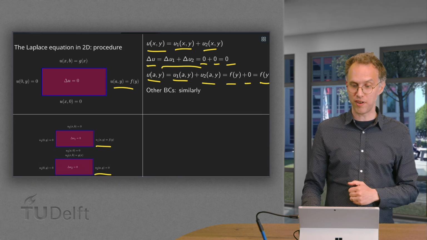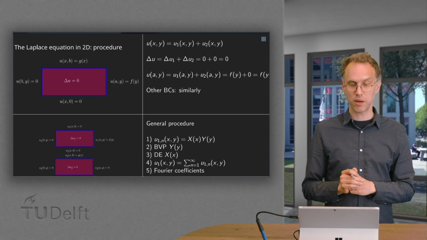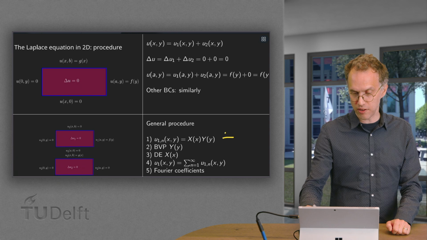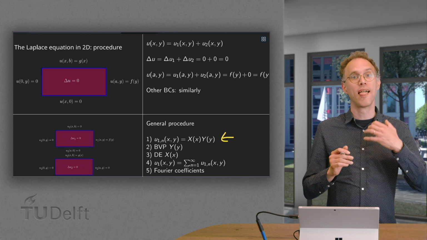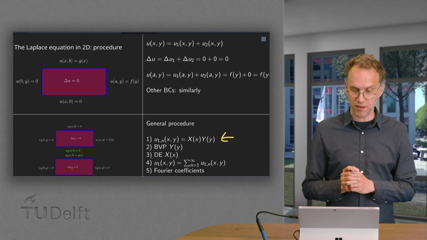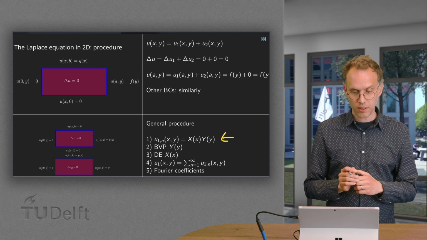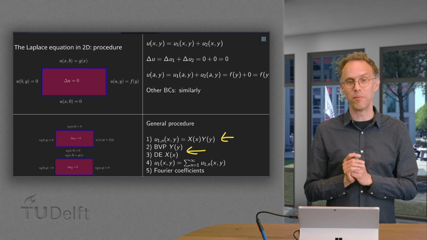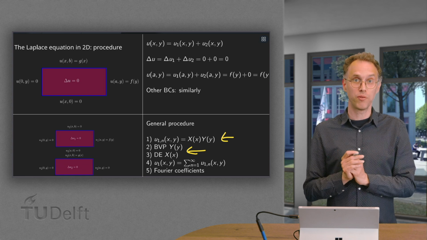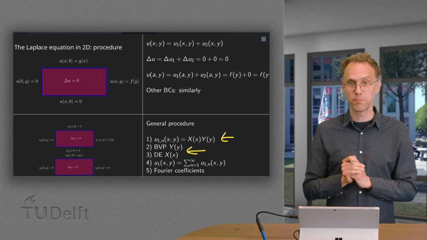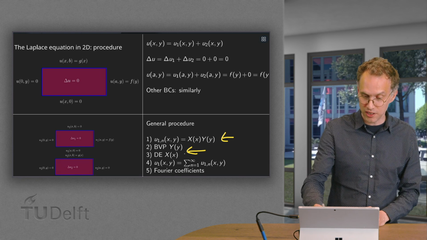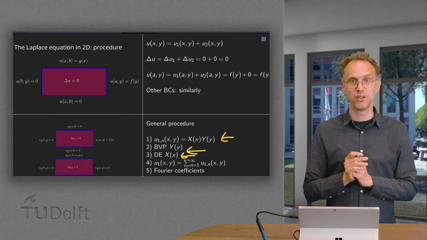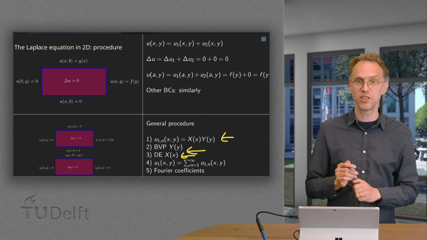So what's the procedure? How do we find our u1 of x and y, for example? Well, now we can use separation of variables. We can look for modes u1,n equals X of x times Y of y. Then, because we have zeros on the boundary for y, we can have a boundary value problem for Y of y. Find our Y of y in terms of some separation parameter. This will yield a differential equation for X of x. Solve the differential equation for X of x in terms of some constants.